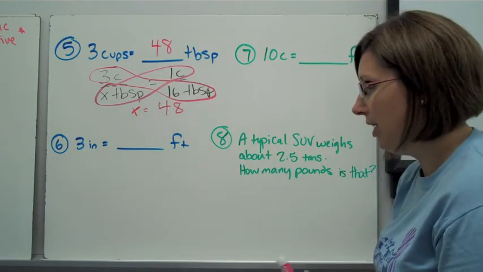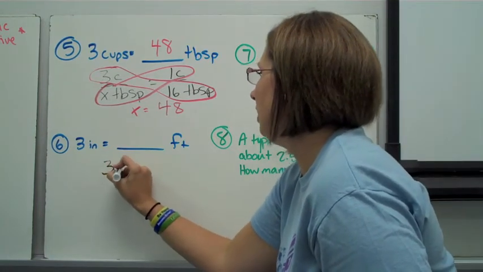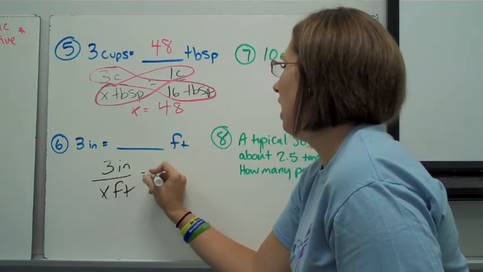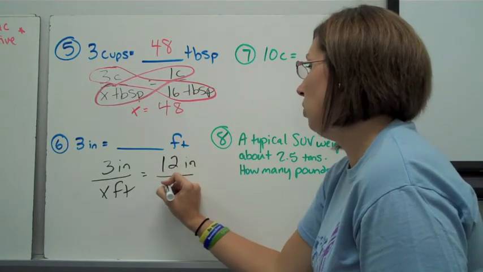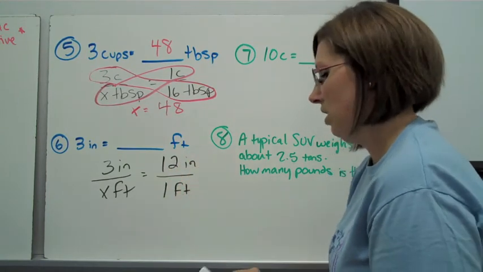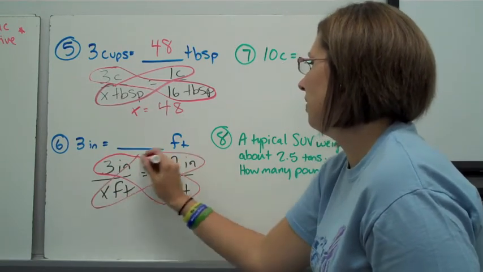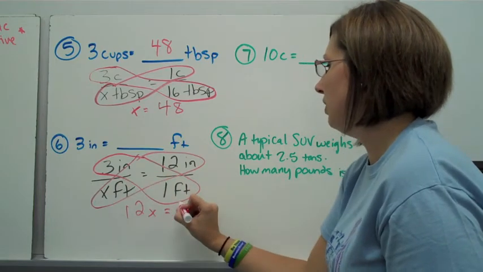All right, 3 inches equals how many feet? That's what I'm looking for. I know that 12 inches equals 1 foot. I cross multiply. X times 12 is 12x. 3 times 1 is 3.